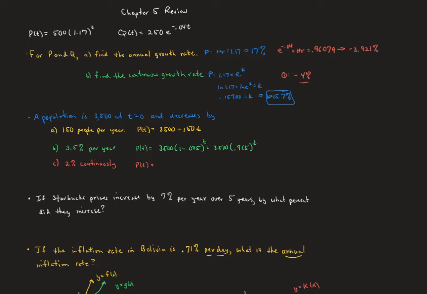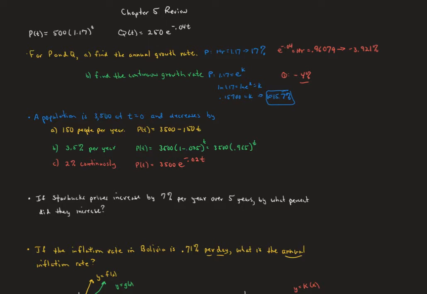And if it's decreasing by 2% continuously, then that's going to be our Euler's number e. So 3,500 e, and to do the decrease, it's a negative 0.02t.